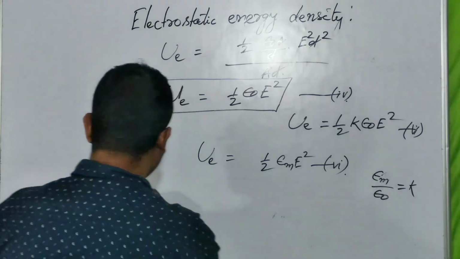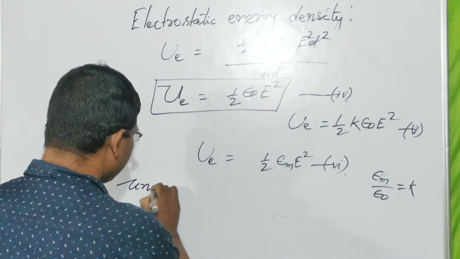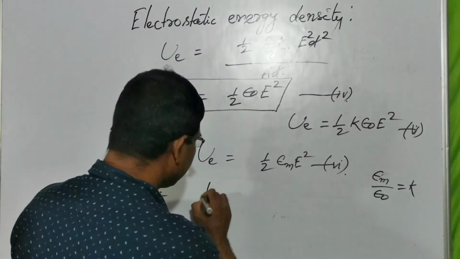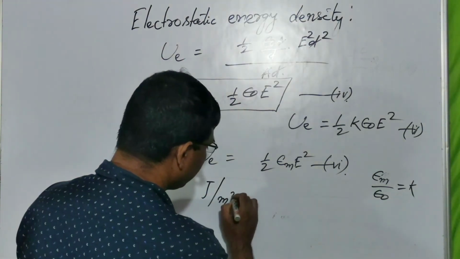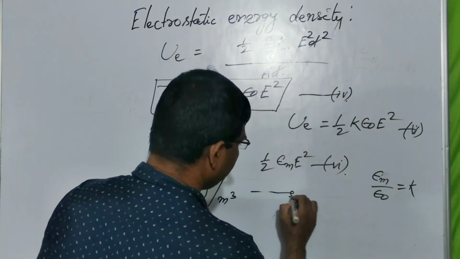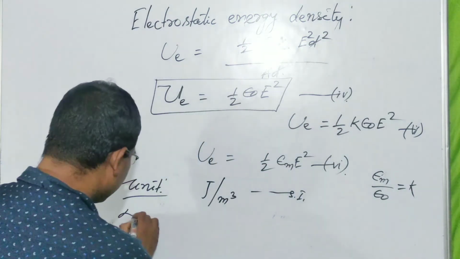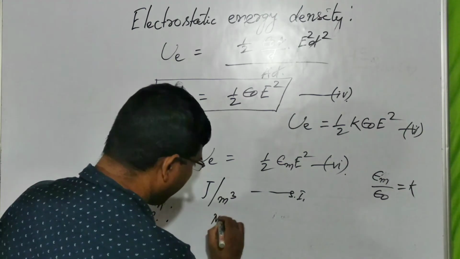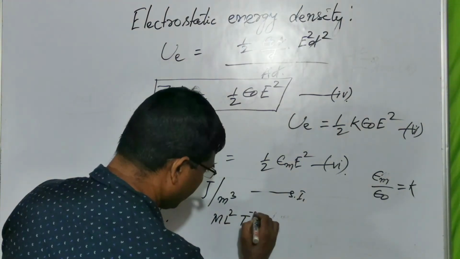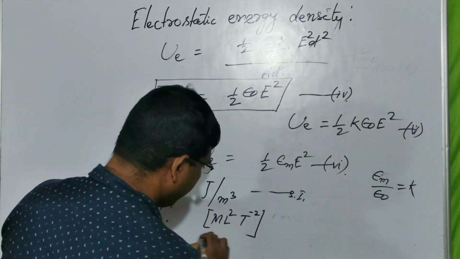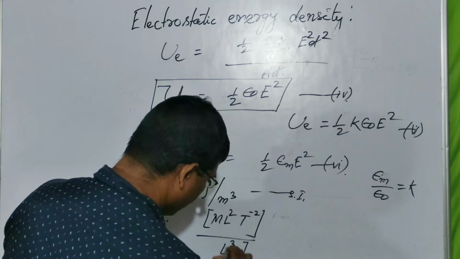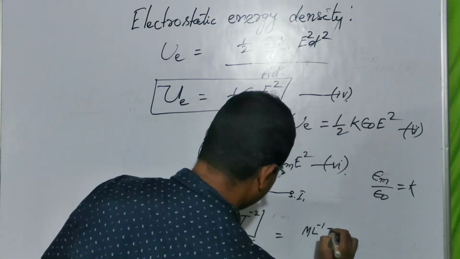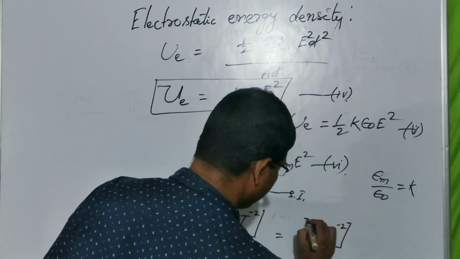Now, how can you calculate the unit? Unit is energy per unit volume. Energy SI unit is joule, volume is meter cube. So it is the SI unit. Then the dimension: joule has dimension M L square T minus 2, divided by L cube. You will get M L inverse T minus 2.